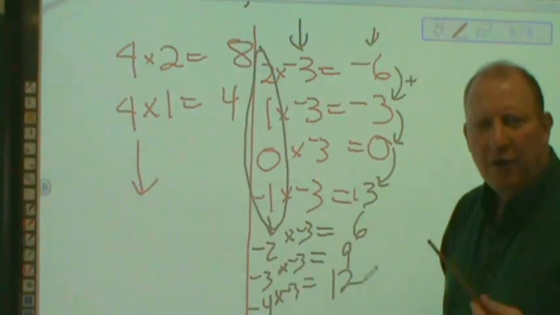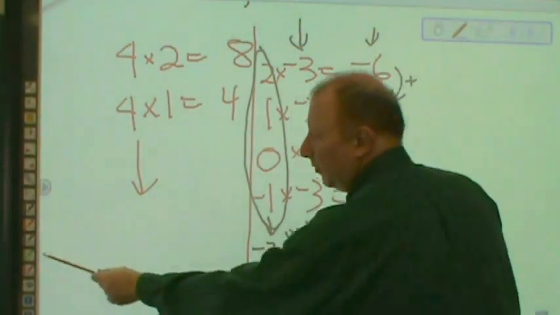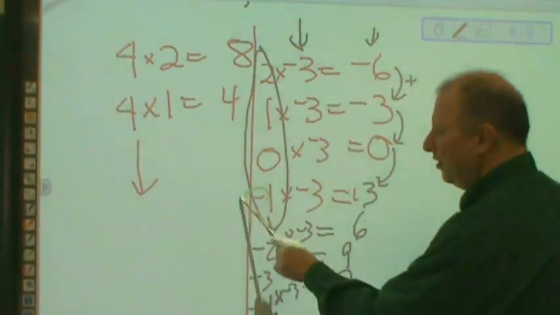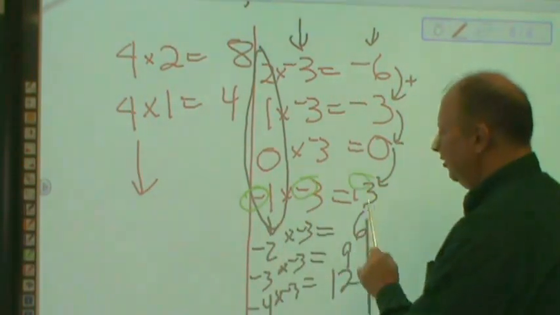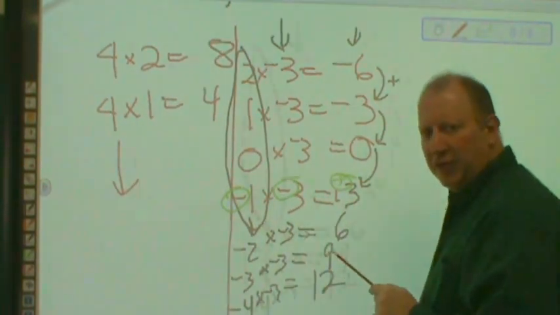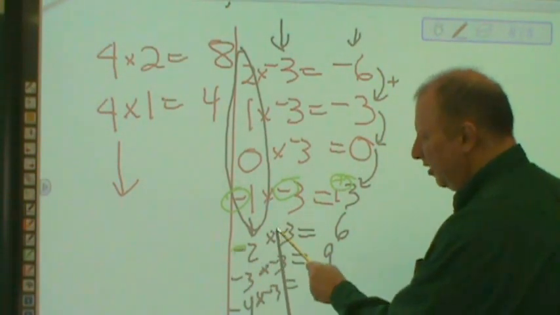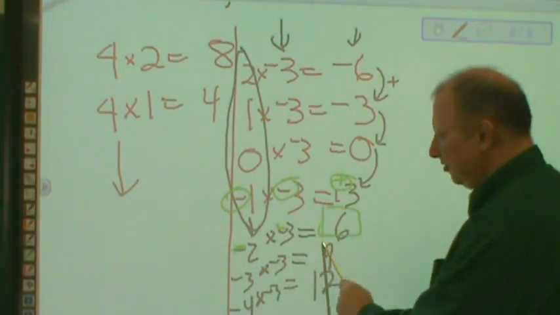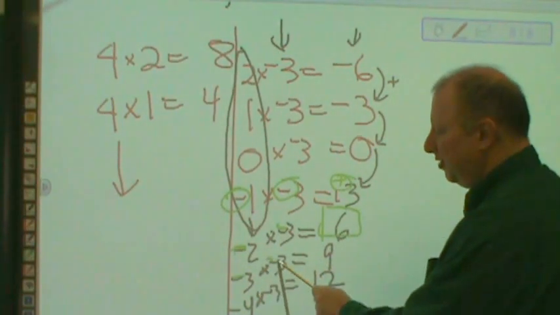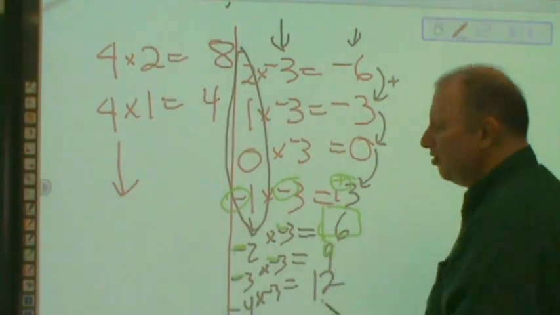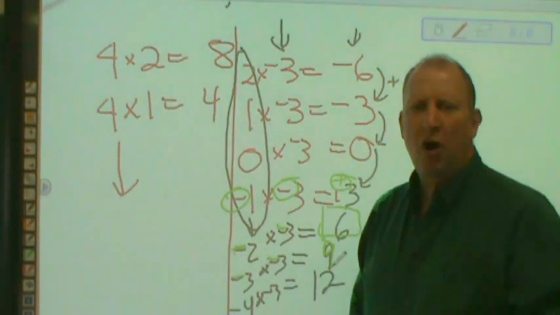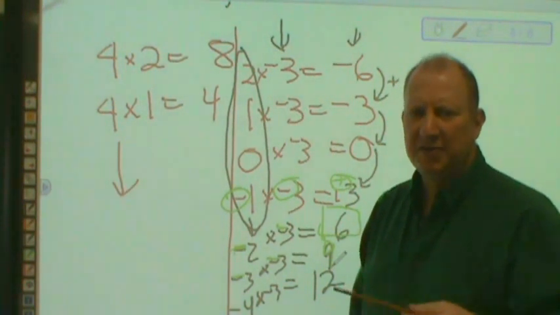And let's look at our observation. What do you notice? Well, if you look closely, we have a negative times negative is a positive, because 3 is above. Negative times negative, positive 6. Negative 3 times negative 3, positive 9. So now you have your rule of why a negative times negative is a positive.